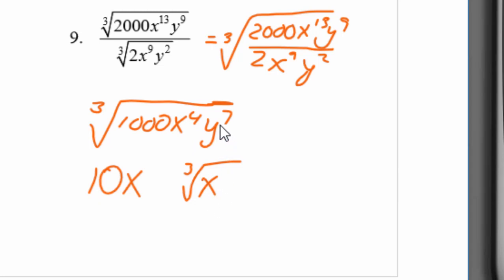Okay, cube root of y to the 7th, how many groups of 3 y's can we make? If you said 2, you're right. So y squared, that's a 2. Okay, that takes care of 6 y's, right? 2 groups of 3 y's each is 6 y's. And what do I have left over? I have a single y that goes there.